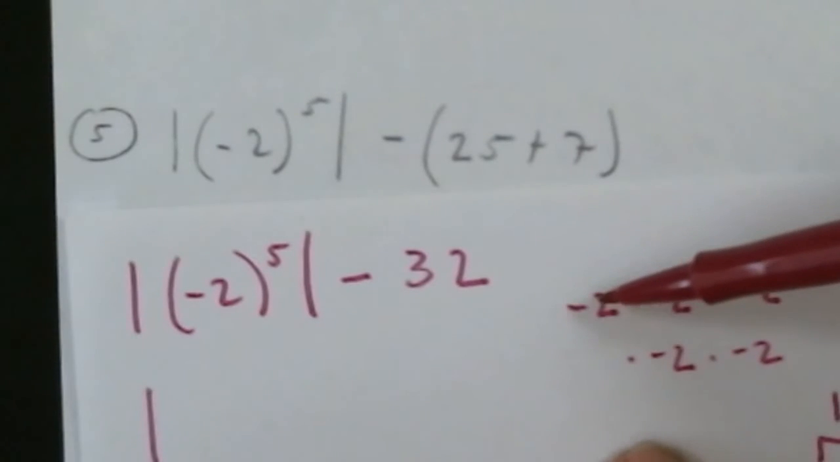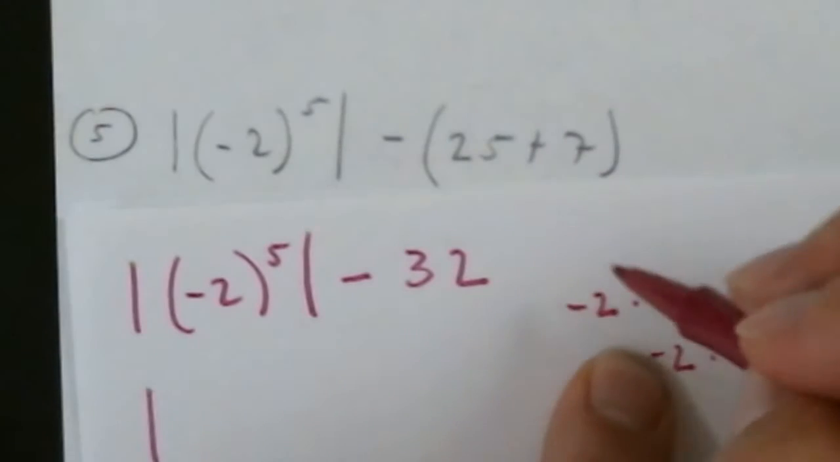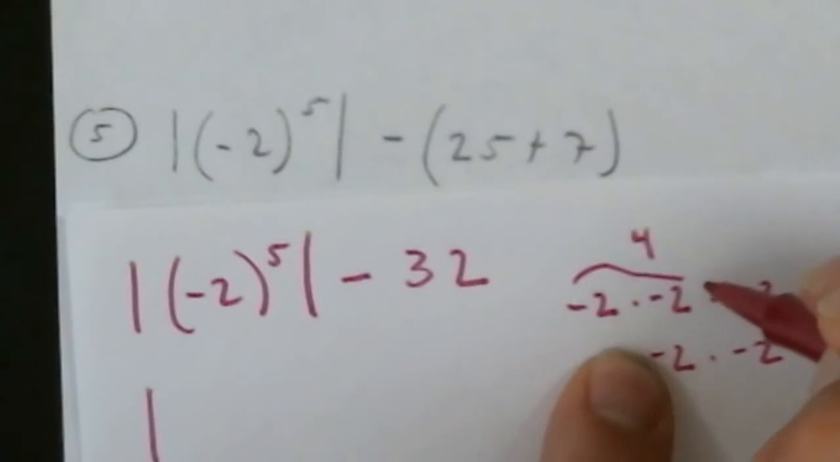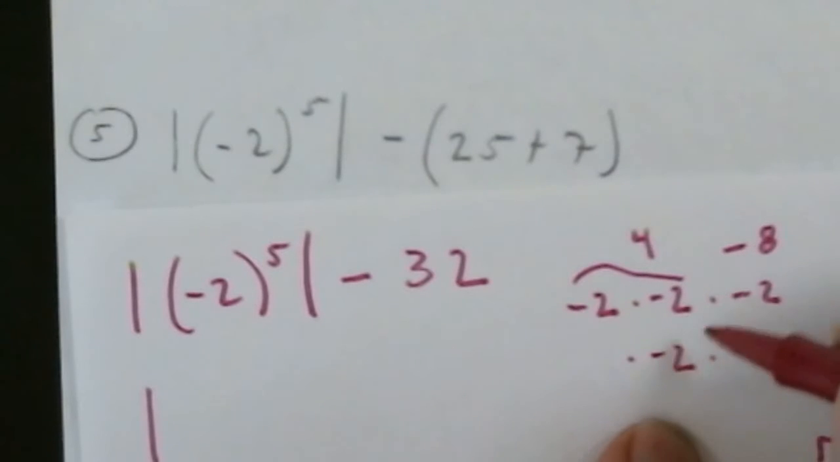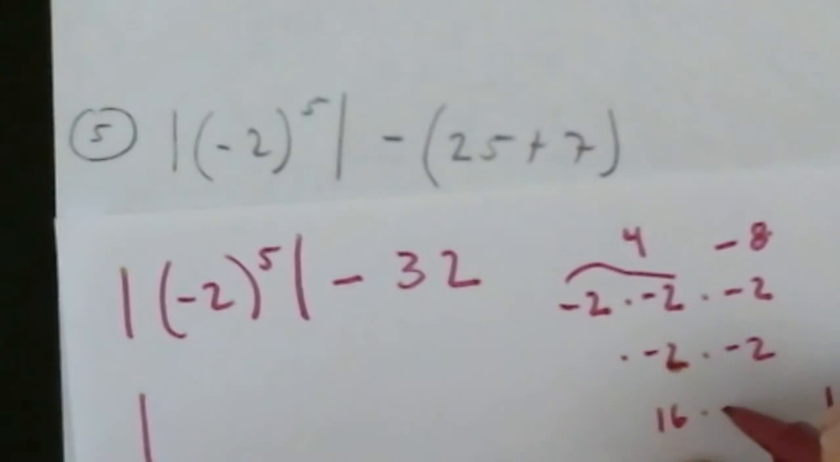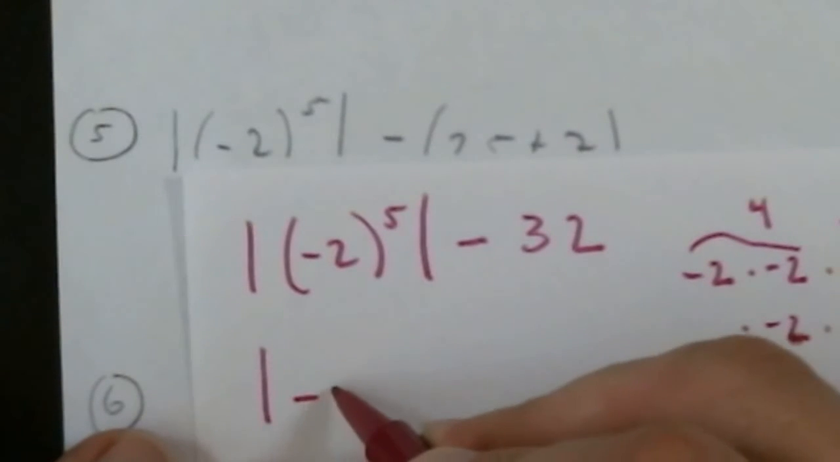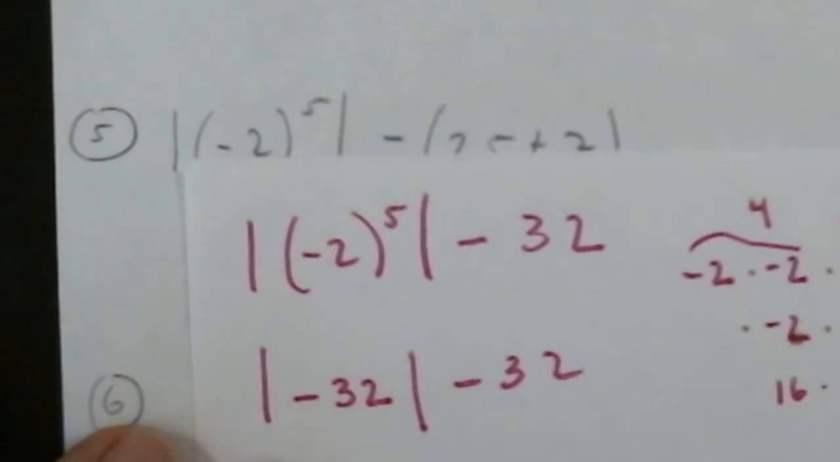And what is that going to be? What's negative times a negative? Well, that's a positive. So that's going to be 4. What's 4 times 2? 8. -8 though. What's negative times a negative? Positive. So that's going to be 8 times 2 is 16 times -2, which is -32. So this should be -32 absolute value minus 32.